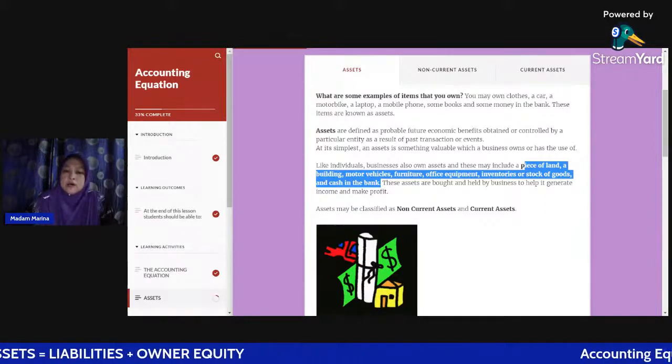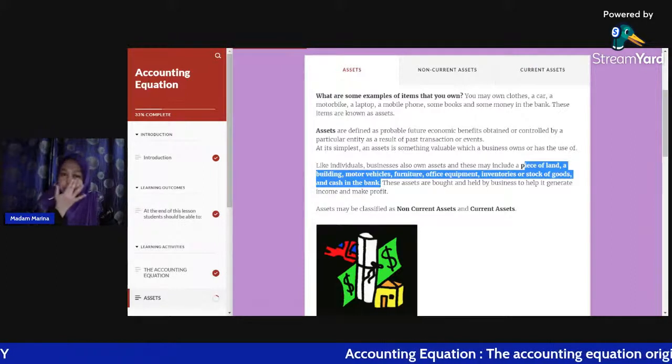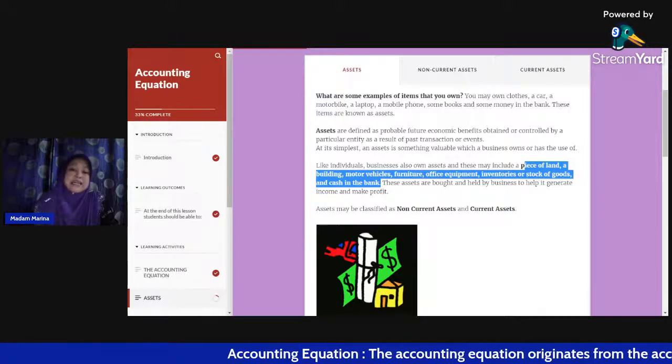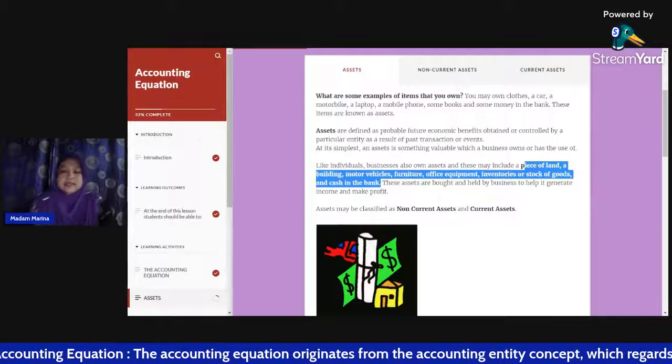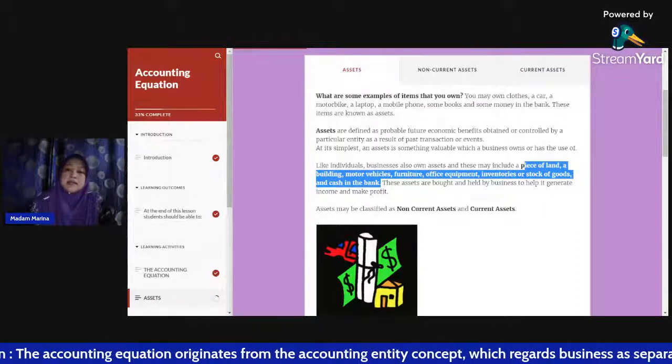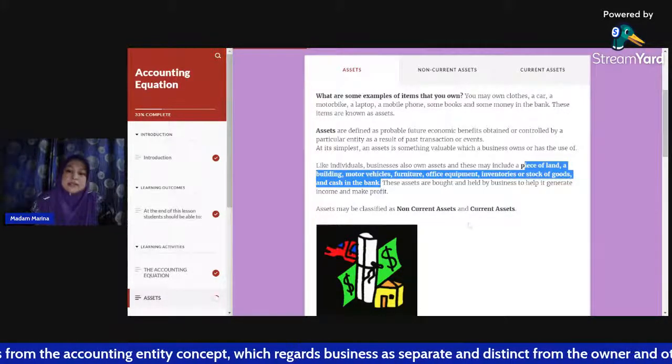Now we go to the classification. Assets can be classified as non-current asset and current asset. Under asset we have two categories: non-current asset and current asset.